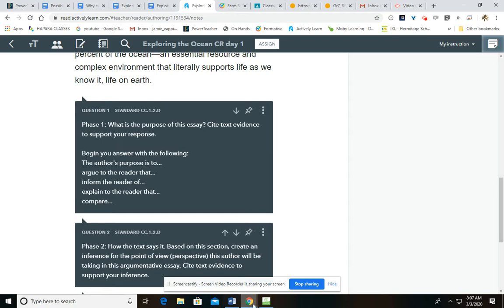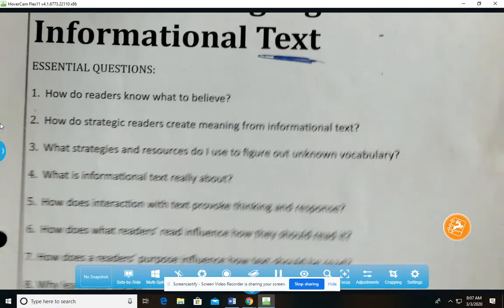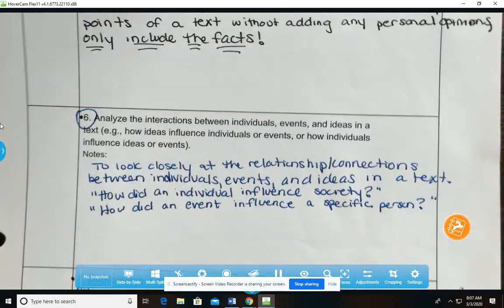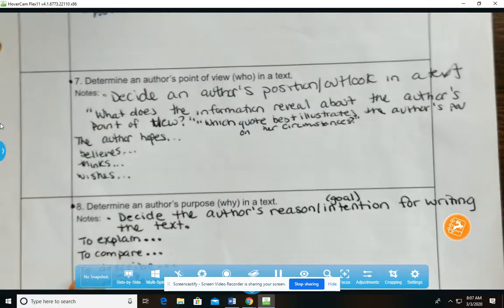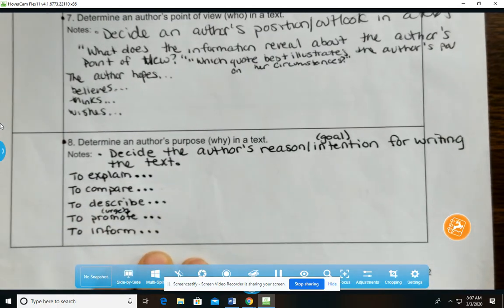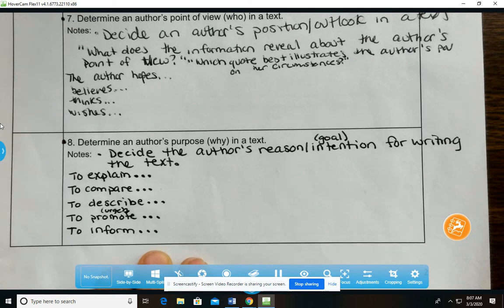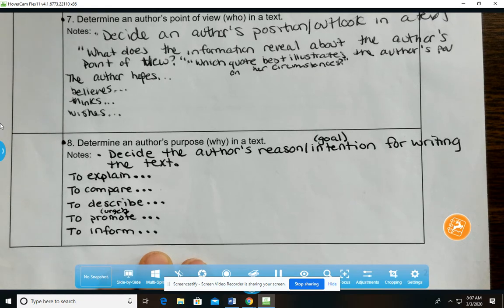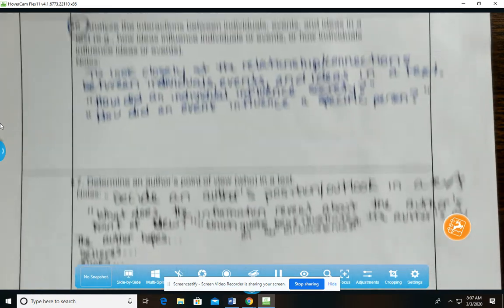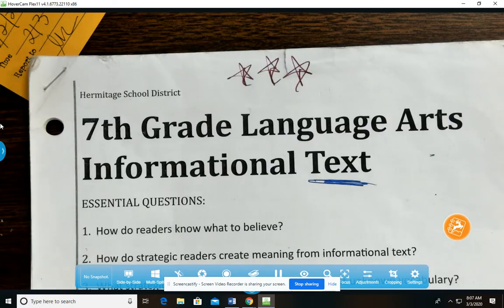Now this phase connects to the following learning target. When you read for author's purpose, we are looking at learning target number 8, to determine the author's purpose in a text, to decide the author's reason, goal, or intention for writing the text. Within this particular piece, there's a clear, specific answer to this. There isn't just one right or wrong.